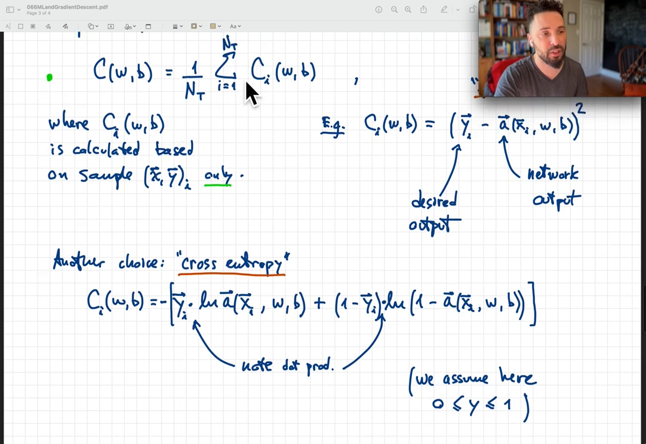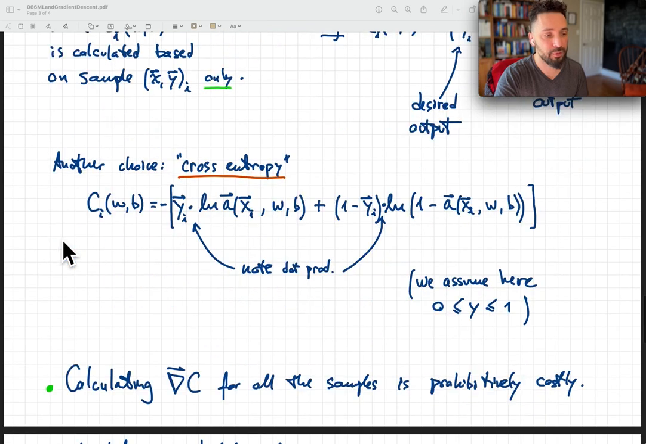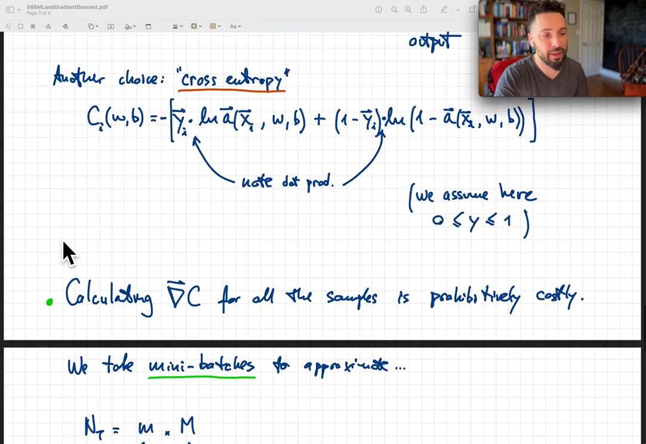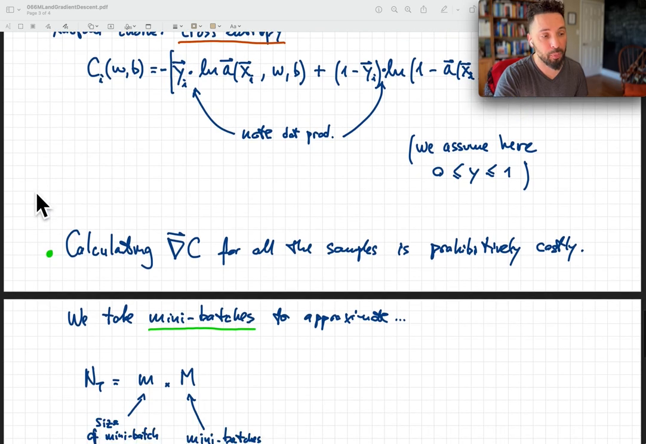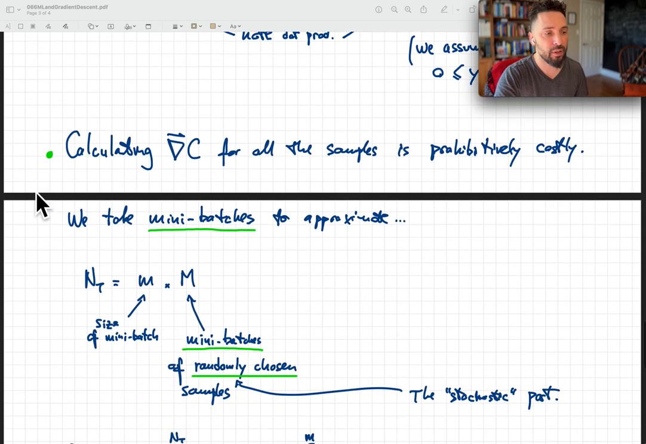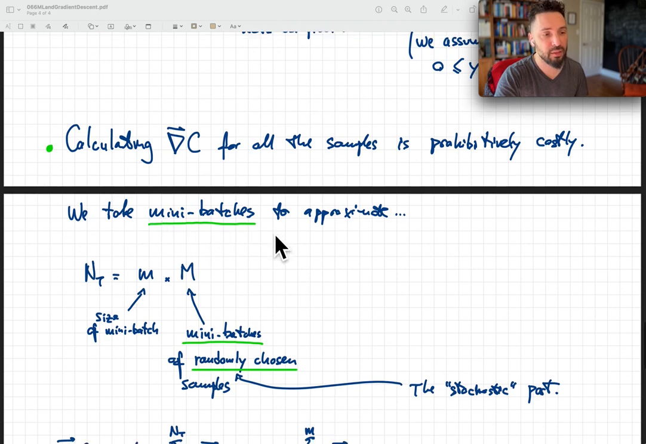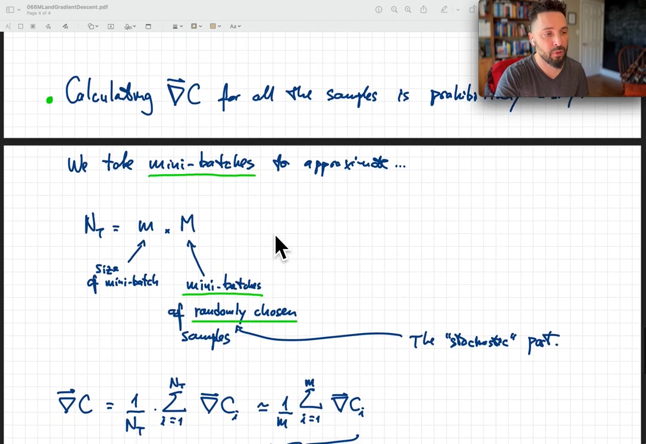The structure is such that you have a lot of variables, W and B, and you have a lot of terms in this sum, because ideally you will have perhaps millions of samples that you want to optimize. And so calculating that gradient for all the samples is prohibitively costly. So what people do normally in this situation is take mini batches to perform an approximation. So this is the idea of mini batches.